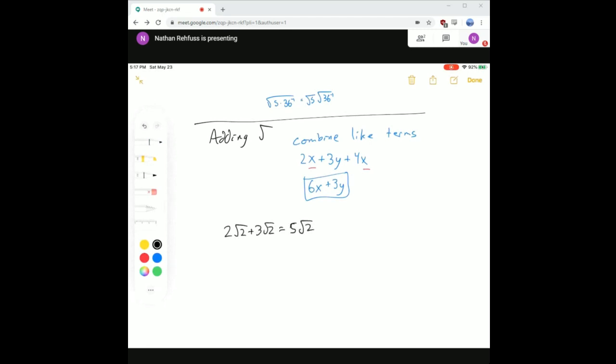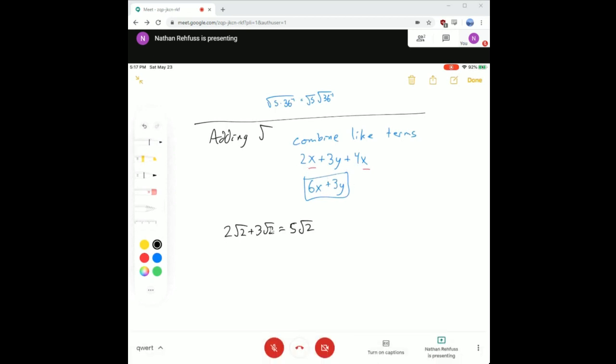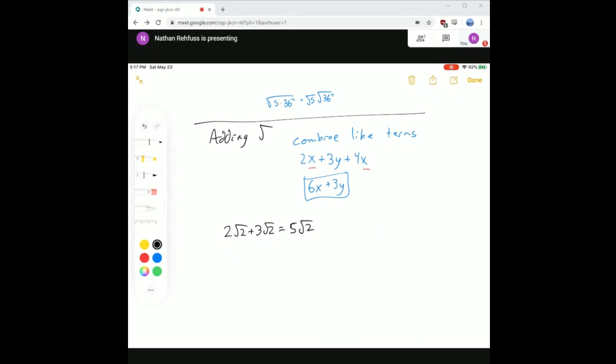See? Like terms. Just like 2x and 4x were like terms, 2 root 2 and 3 root 2 are like terms. So we get 5 root 2 because there's 2 copies here and 3 copies there. Okay. Whereas if I asked what is 2 root 2 plus 3 root 5, I can't go any further. These aren't like terms. So this is as simple as possible. We cannot simplify.